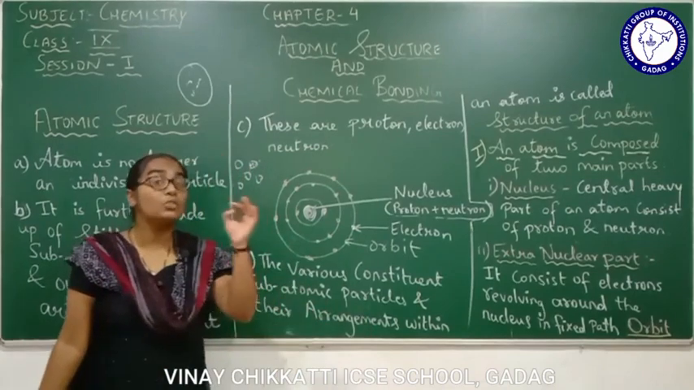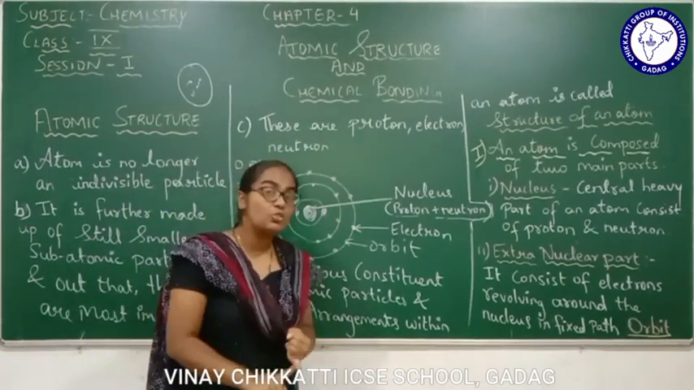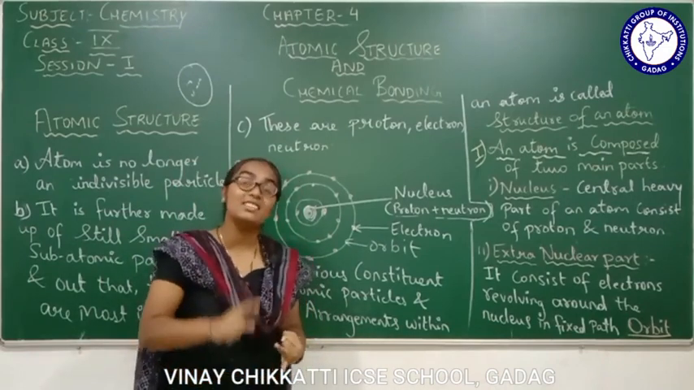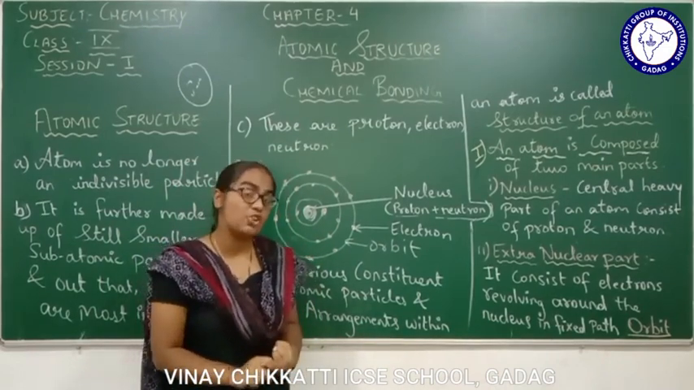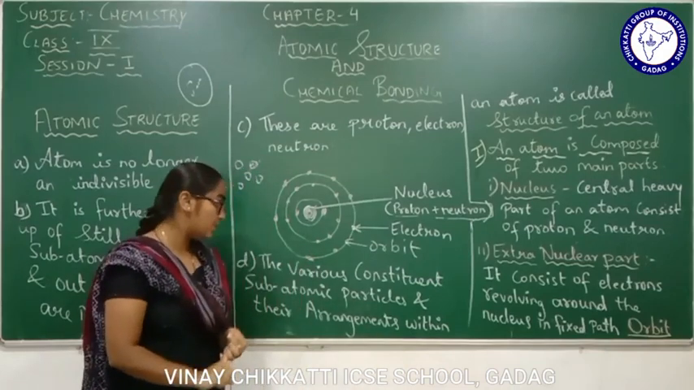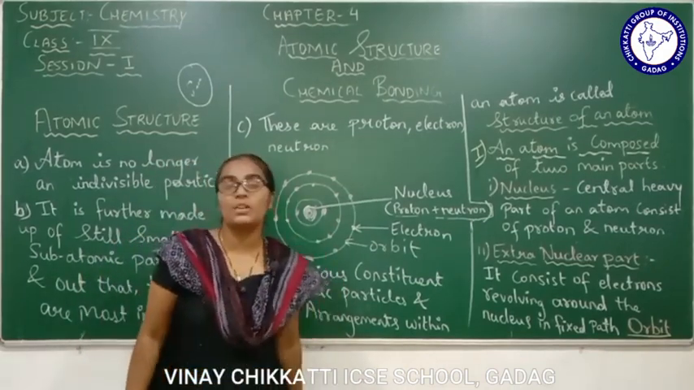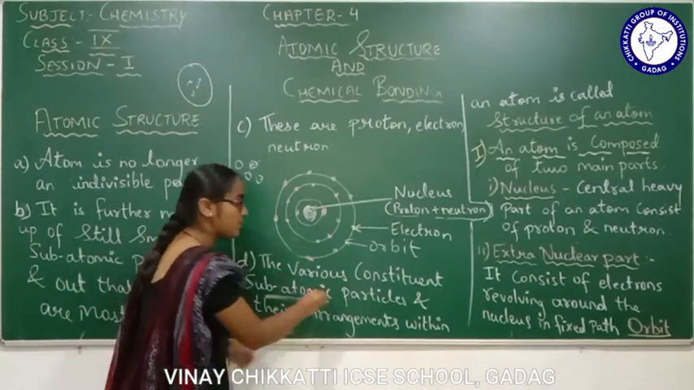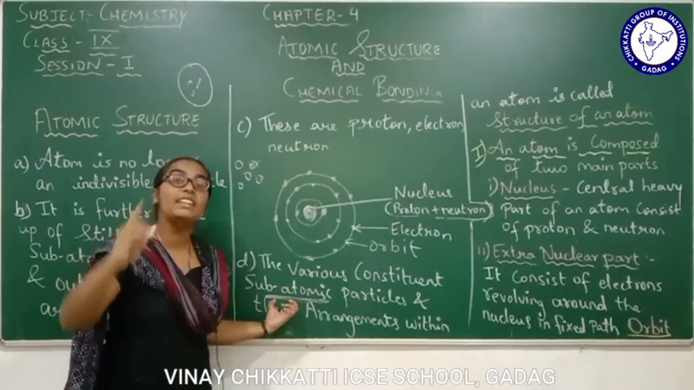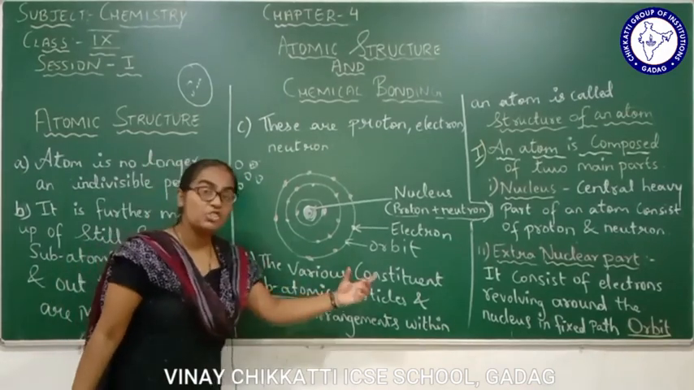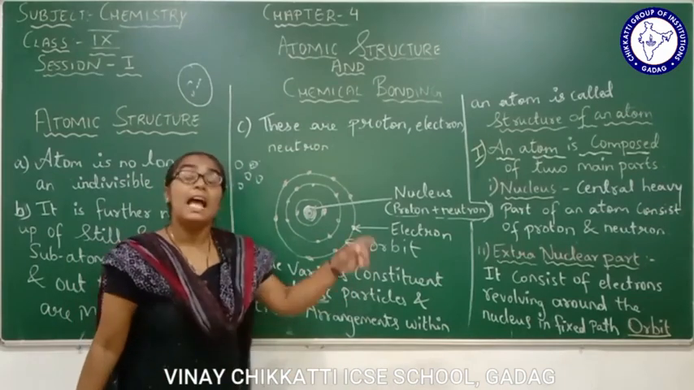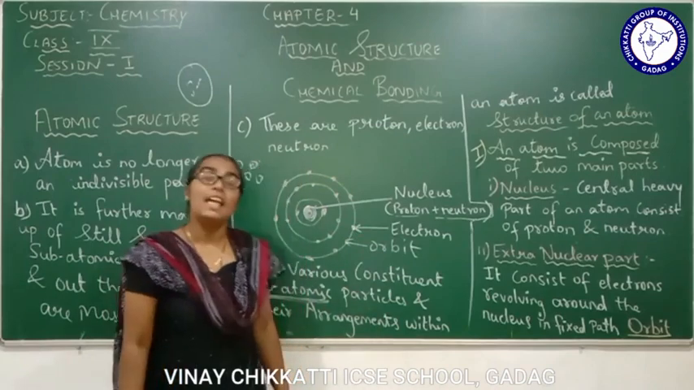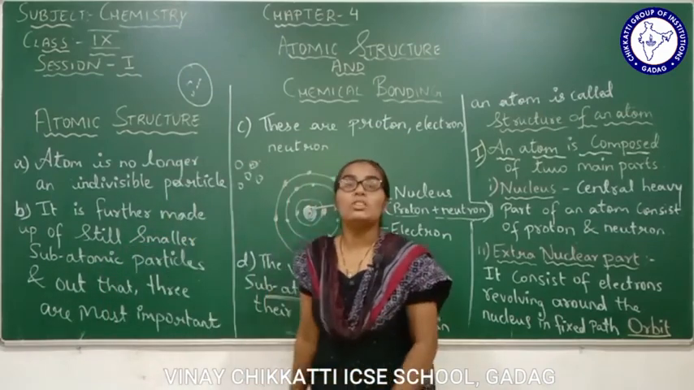So, if you want to describe the structure of atom, you should know its constituents along with its arrangement. So, what is the structure of an atom? Structure of an atom is nothing but the various constituent subatomic particles, meaning proton, neutron and electron, and their arrangement in an atom. So, that was all about the structure of an atom.